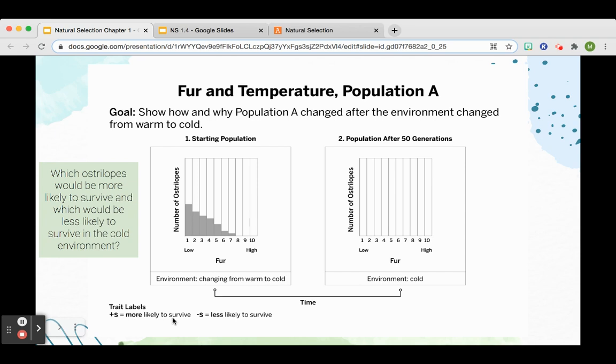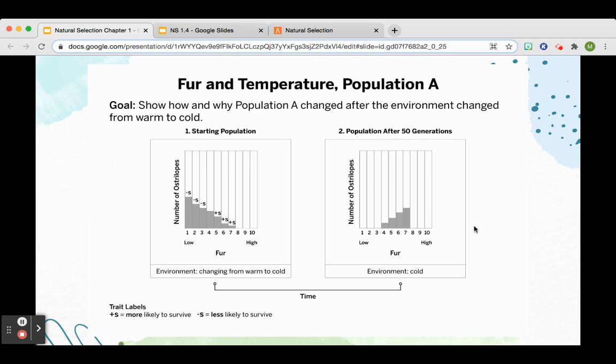So thinking about this, my trait labels, I'm going to label each of these numbers, which ones are more likely to survive in a cold environment. So I'd put minus for the least likely to survive, maybe ones with low fur, and then higher amounts of fur, I'd put plus. Then after 50 generations, I could think: these ones are less likely to survive, these ones more likely to survive. And 50 generations later, maybe the distribution looks like this. As time goes on, these ones start surviving more, these ones are dying off, and my graph can look like this.